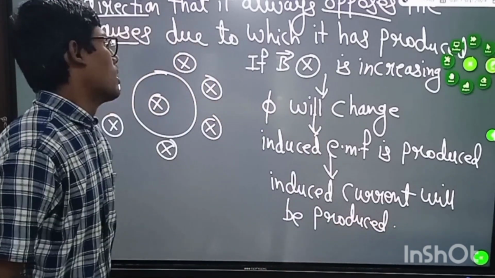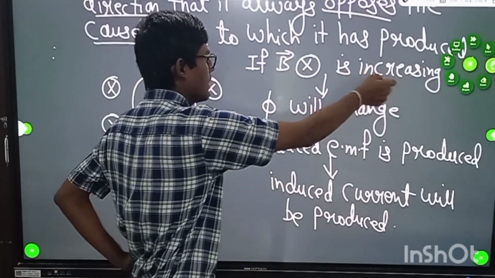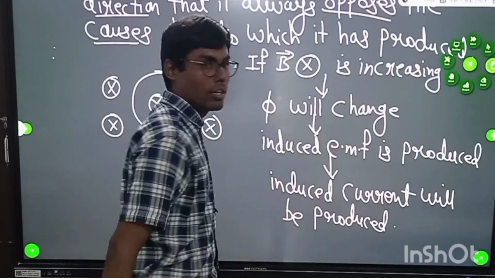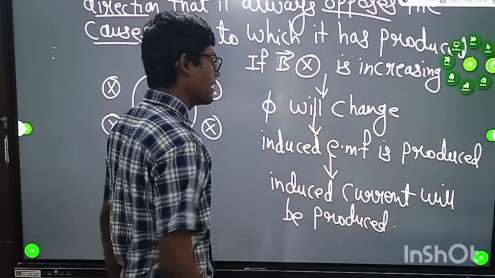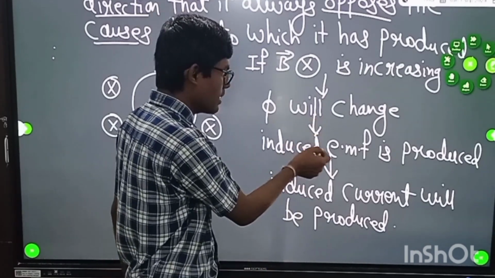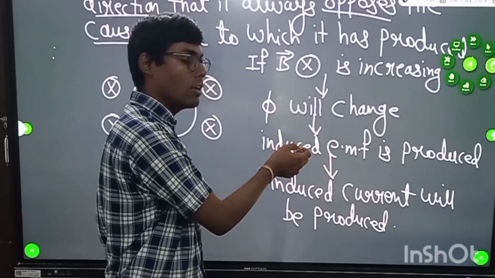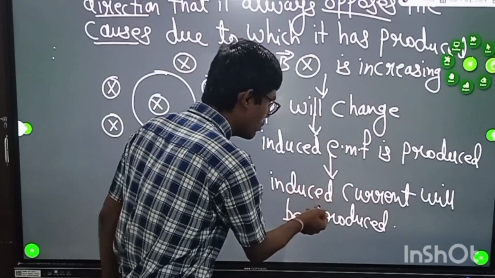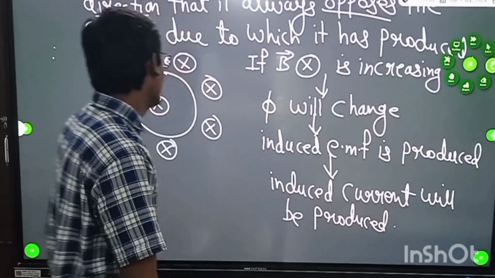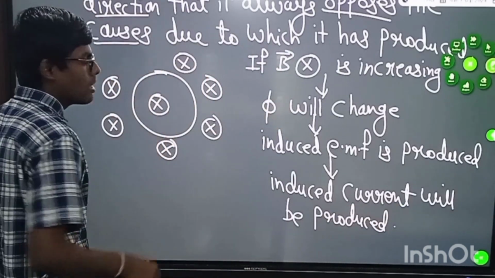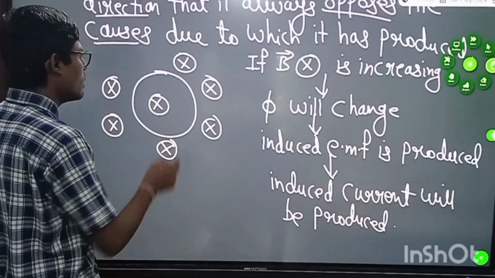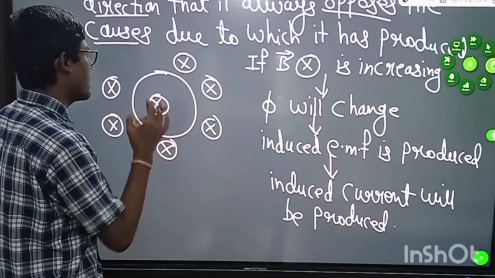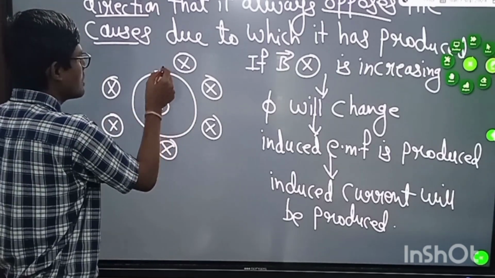Okay, see. Now, if the inward magnetic field is increasing, the flux will change due to the increasing magnetic field. Now, whenever the flux changes, according to Faraday law of electromagnetic induction, induced EMF will be produced, and due to induced EMF, induced current will be produced. So if this magnetic field is increasing, induced current will flow in this conducting coil. Now there are two directions. The current may flow in this direction.